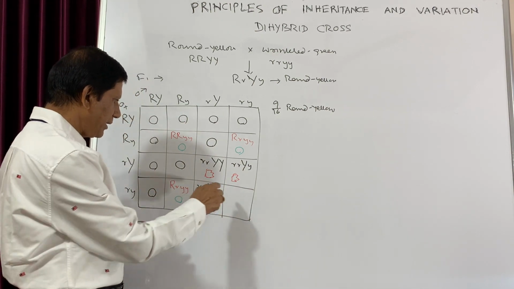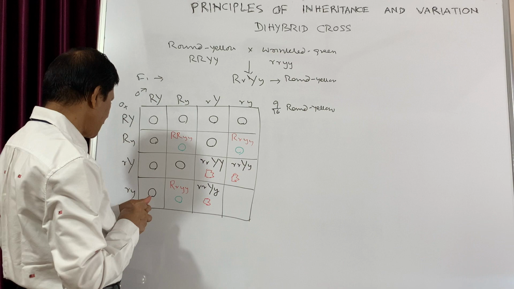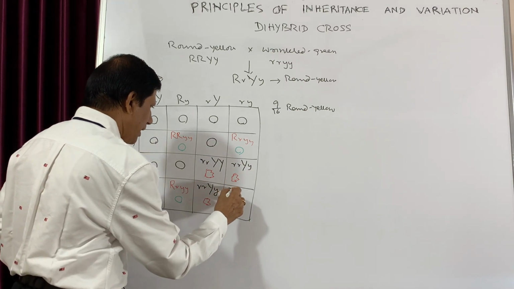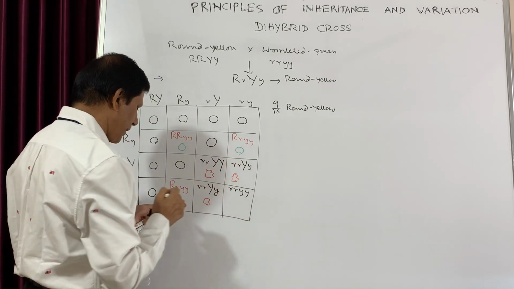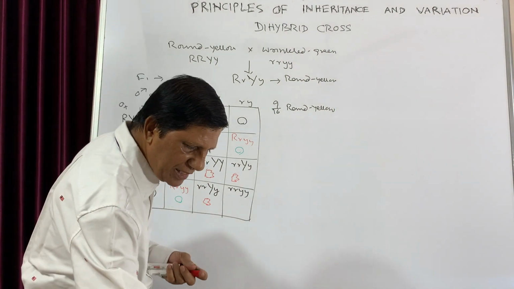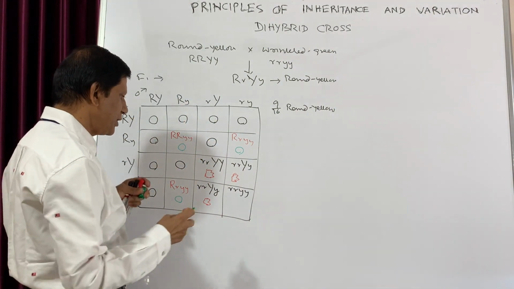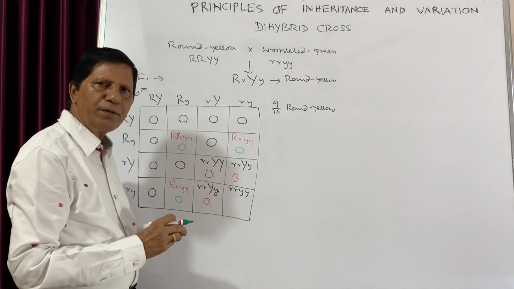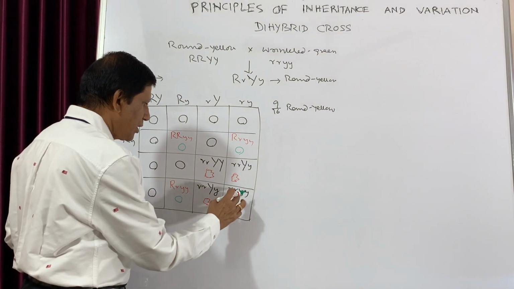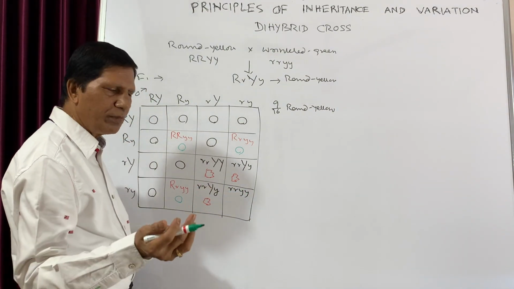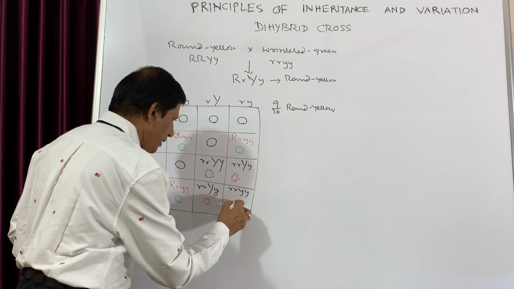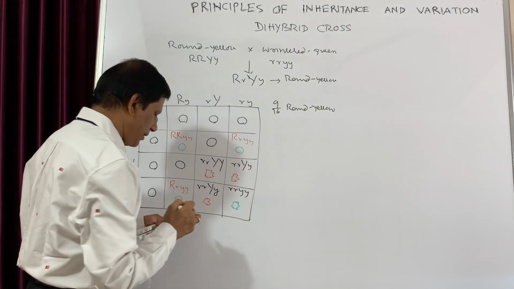And what about the last one? The last one will be small r, small y. That means both the recessive characters are present. That means it will be wrinkled. And small y, that means it will be green in color. That means this is wrinkled and green in color.